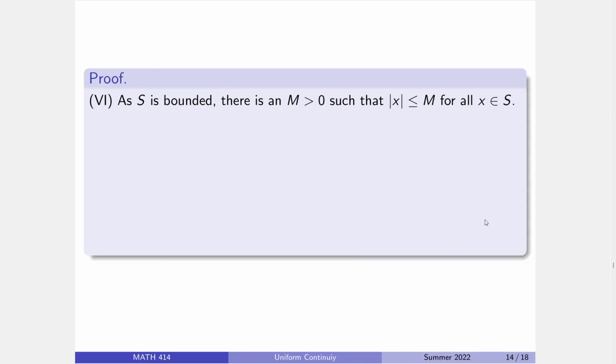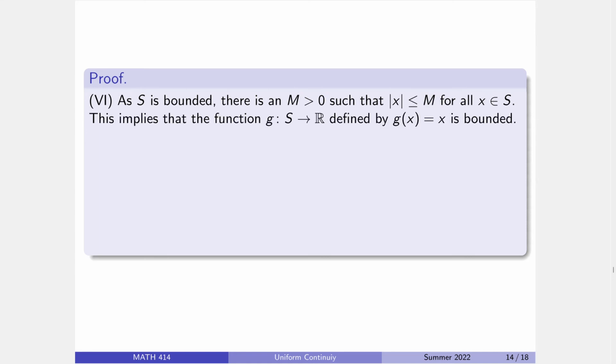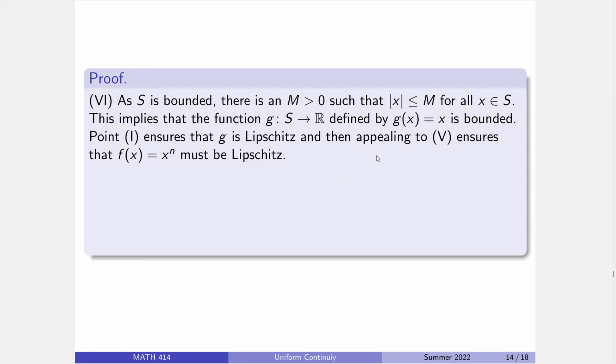Alright, so now, as noted, 6 and 7 are basically for free. So 6 is revealing that x to the n is Lipschitz on a bounded domain, so since S is bounded, that means there is an M greater than 0 so that |x| is less than or equal to M, that implies that this function right here is bounded. Point 1 ensures that g is Lipschitz, and point 5 says that the product of any bounded Lipschitz functions remains Lipschitz. So, multiply g by itself enough times until we get to f, and that will keep the Lipschitz going. There we go.